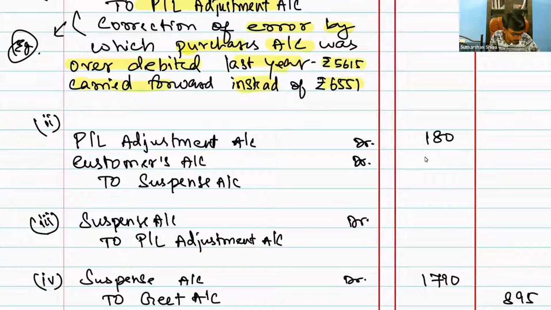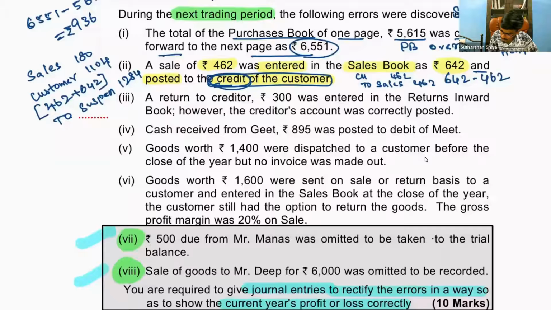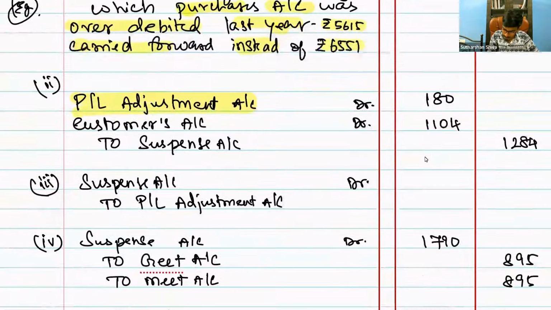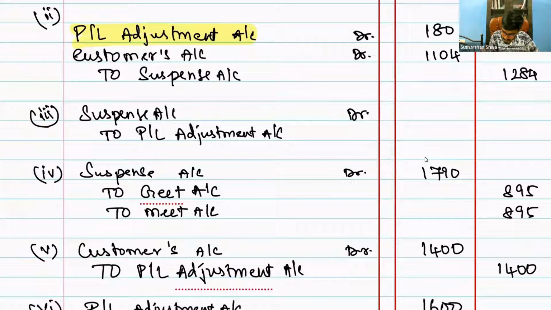180. Customer account will be 1104. Suspense account will be 1284. Why did I change it to P&L adjustment? Because sales is a nominal item. So I'll change it to P&L adjustment. Then come to question 3.